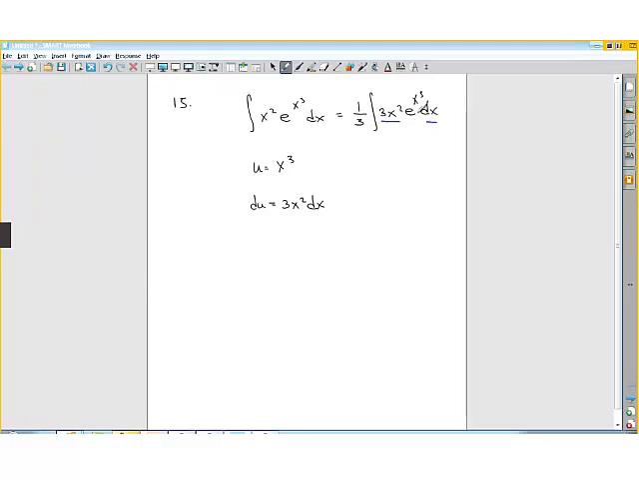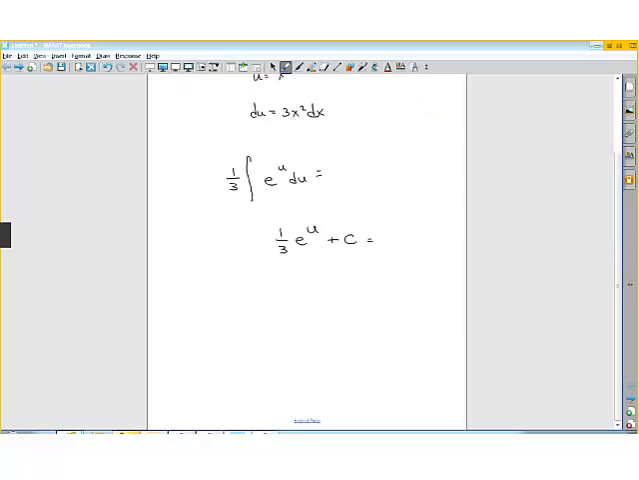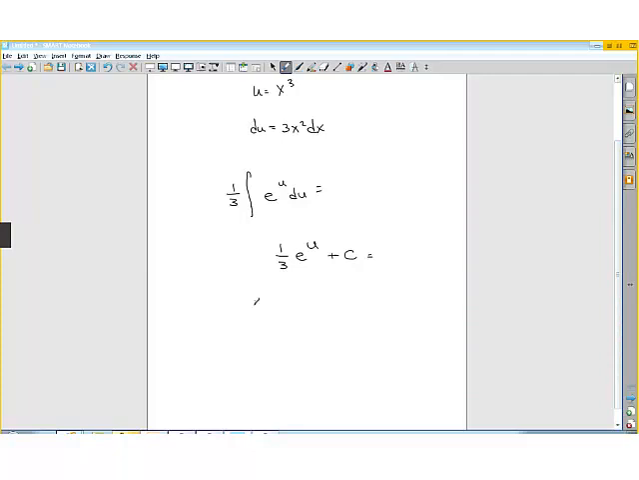So that's going to be du, and this is going to be u, so we can make the substitution. So this integral becomes 1/3 the integral of e to the u du, which is a basic integration rule. So we integrate that, and we get 1/3 e to the u plus our arbitrary constant. Now, because we're dealing with indefinite integrals, we have to substitute back in. So we get 1/3 e to the u. u is x cubed.